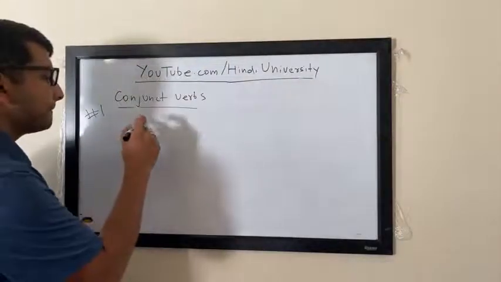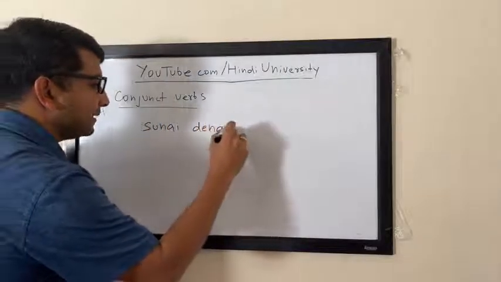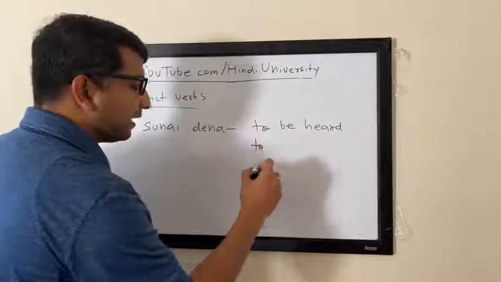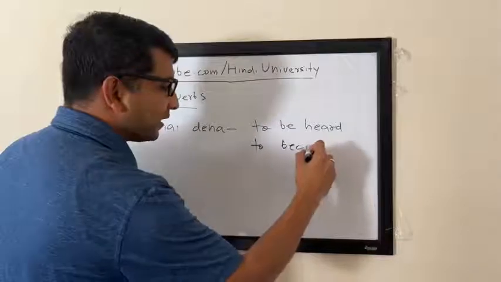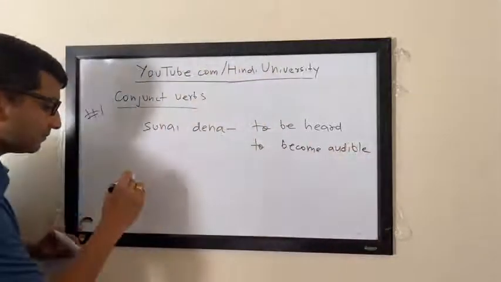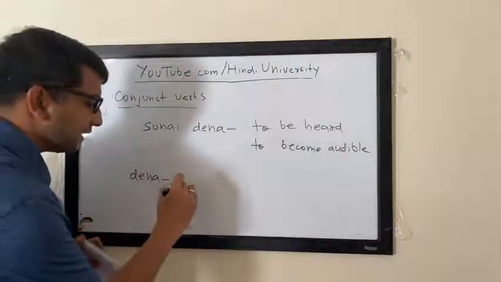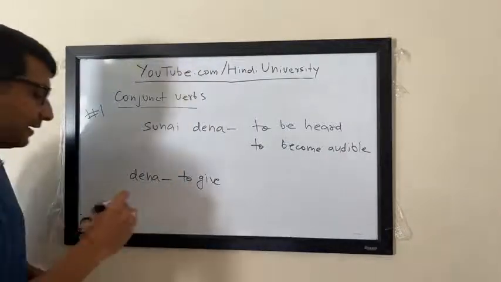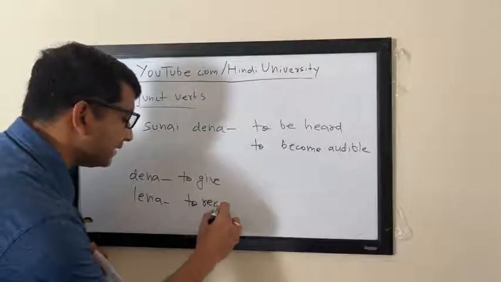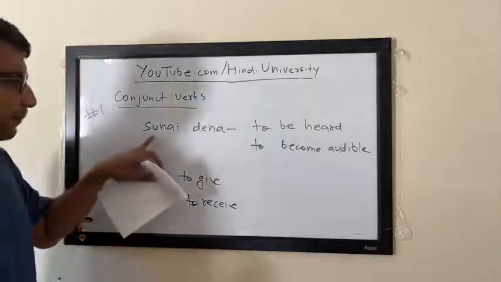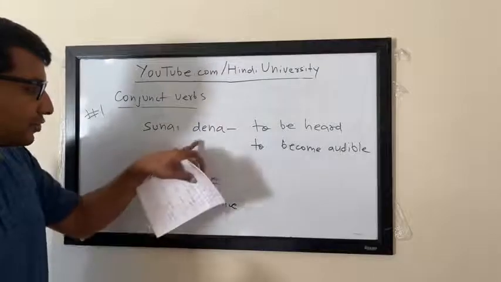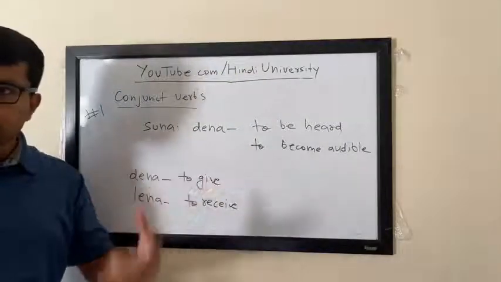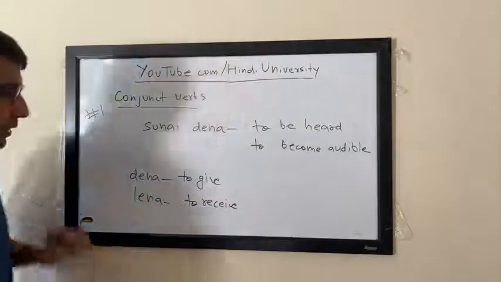Sunai dena, which is basically to be heard. Sunai dena is to be heard. What does dena mean? What do you think it means? You have to, let's say, guess. If you were to just use dena, it was to give. Right? मैं आपको gift देता हूँ. I give you a gift. Opposite of लेना, to receive. मैं आपसे letter or papers लेता हूँ. But in this case, dena, when it is used along with a noun and an adjective, it becomes a conjunct verb. And the meaning is neither sunai, neither dena. It means to be heard, to become audible. Right? Make sense?